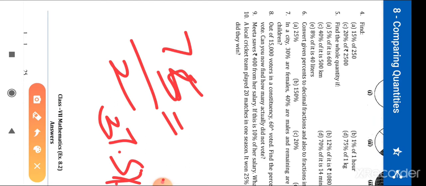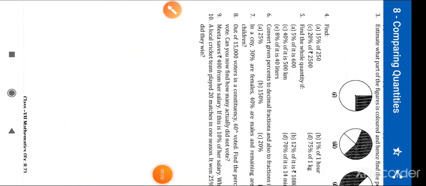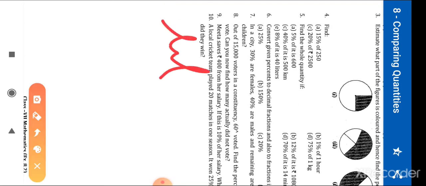In this way, you can solve the remaining part of this question. Now move to the next question. Question number 5. Find the whole quantity if 5% of it is 600. For solving this question, first we have to assume that let the whole quantity be x.